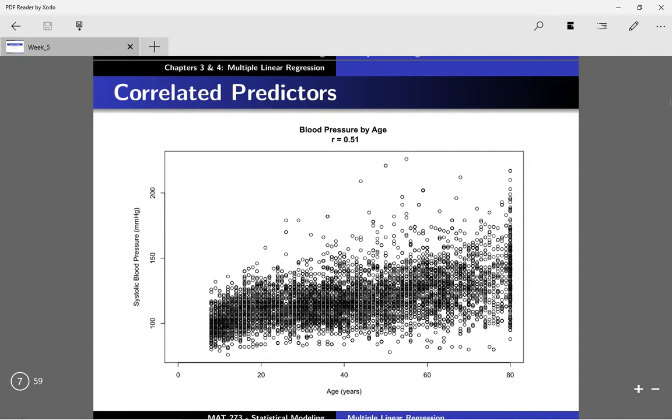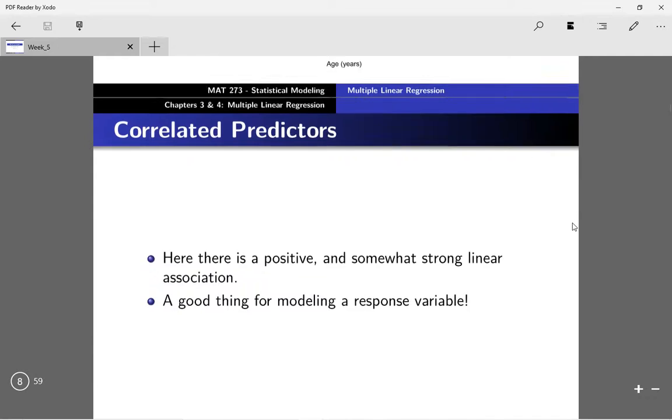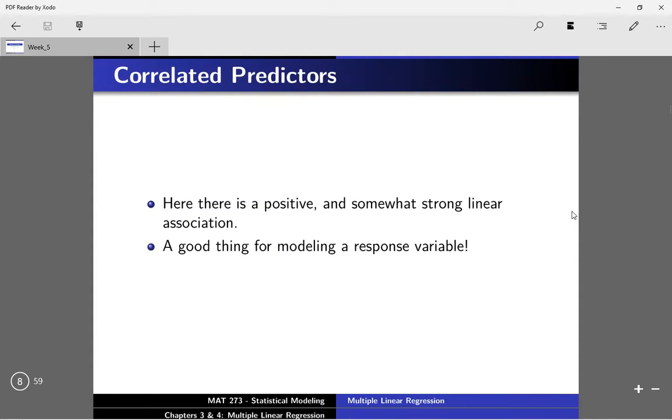So age is very much related linearly to systolic blood pressure. So this is a good thing, that there appears to be a good, strong linear relationship. That's a great thing to have going on if we want to fit a linear regression model.